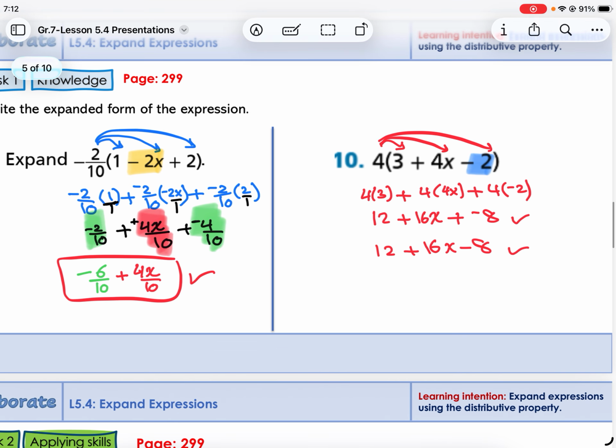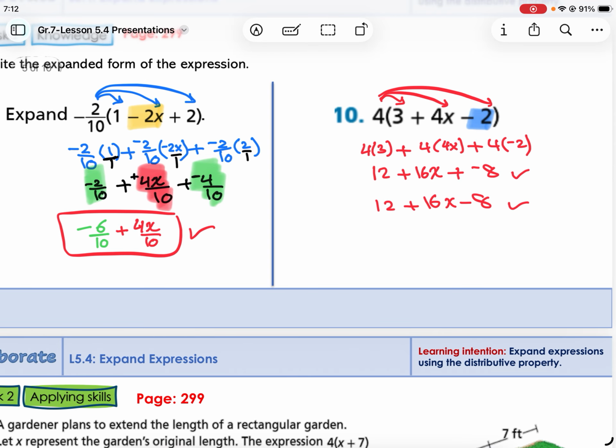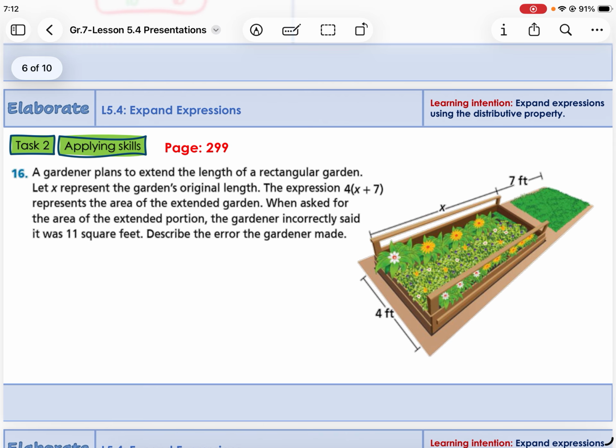Okay, so that's it for their questions about how to expand expressions. Distribute means to multiply and then combine like terms. That's it.